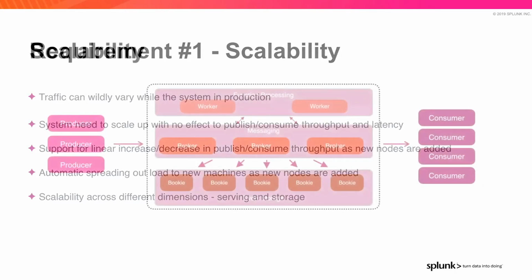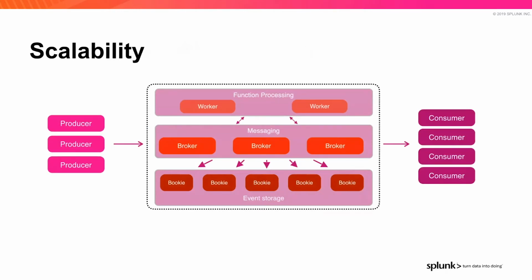So this is possible in Pulsar because of the multi-layered architecture. As we see, there are three layers of architecture. One is the compute layer, which consists of the workers layer, where it manipulates the data within Pulsar. The second layer is the messaging layer, where you publish data into the messaging layer and consume data out of the messaging layer. And that is where the broker layer is. That can be scaled separately.